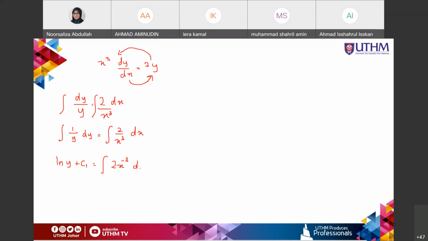So, integrate ni tambahkan kan? Betul? You integrate 2x negatif 3. So sama juga dengan 2x negatif 2 per dengan negatif 2. Betul? Per dengan yang atas ni. Ini negatif 2 sebab negatif 3 plus 1. Right. Betul?